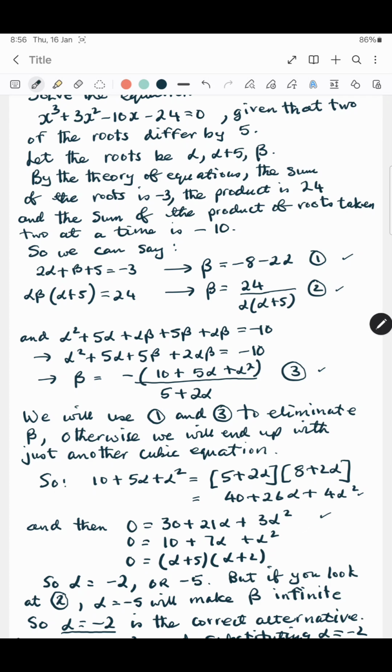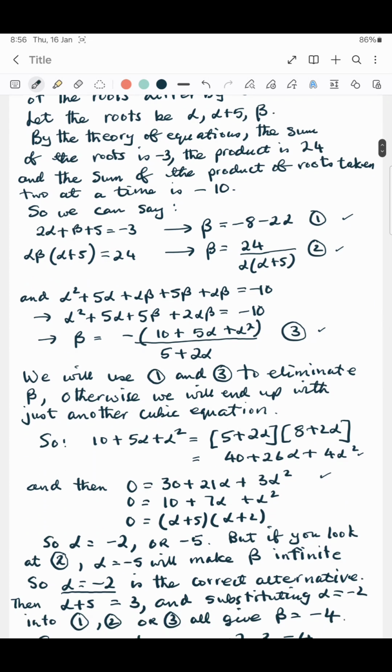So alpha is either minus 2 or minus 5. But if you look at the expression for beta in equation number 2, if you put alpha equal to minus 5, the denominator will become 0 and beta will be infinite. So we choose alpha equal to minus 2 as the correct alternative.